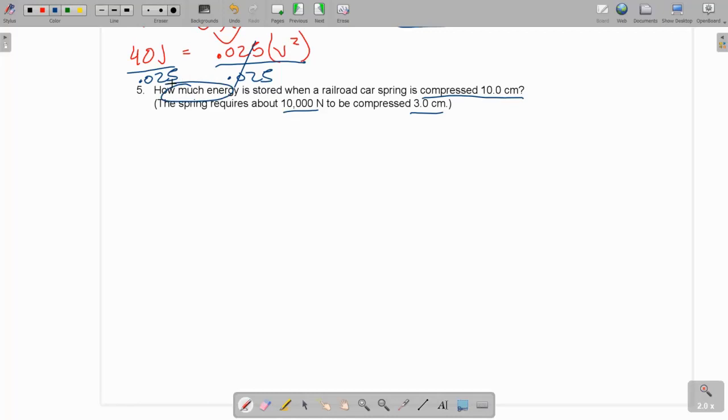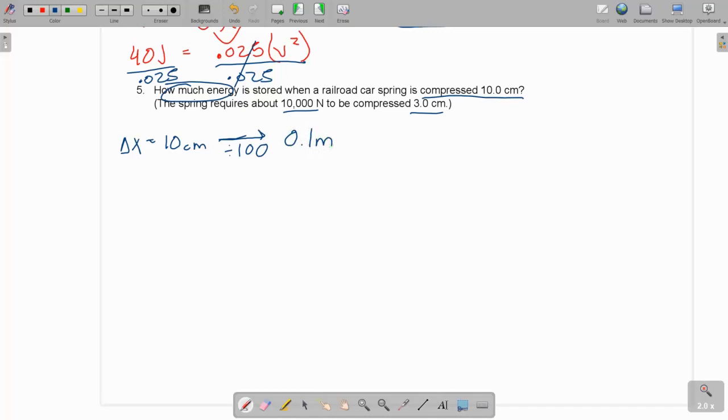The first thing is it gave us the compression delta x as 10 centimeters. Okay. Now, we want to convert this to meters. So, in order to do that, we've got to divide by 100. All right, so we're going to move the decimal place 2 to the left. So 10 centimeters is going to be equal to 0.1 meter.